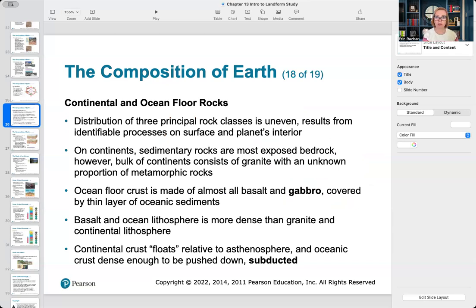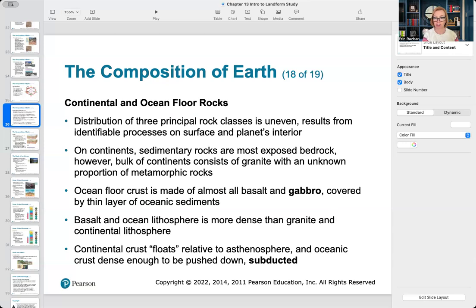Now, another important distinction is continental versus oceanic crust. The distribution of rock type varies significantly across Earth's surface. Sedimentary rocks dominate the continent's surface, but typically extend only about 2.4 kilometers deep on average. Below that, igneous and metamorphic rocks prevail. And this is important to remember.